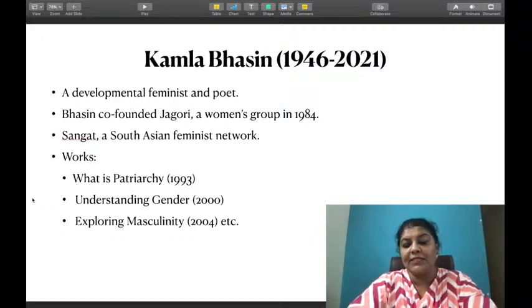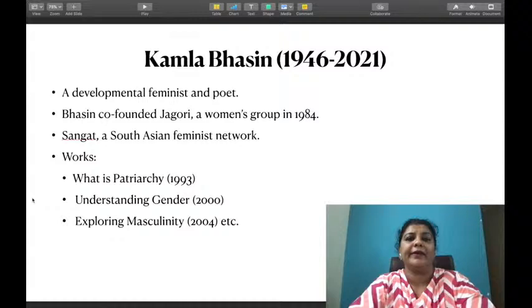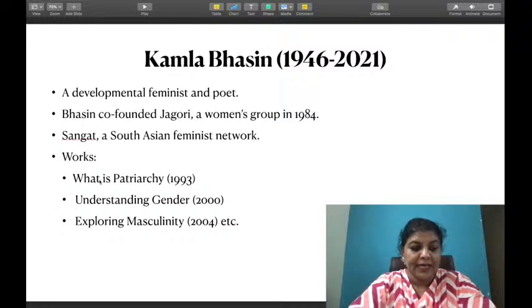There is a book that she has written that became very famous, a poem actually, Kyunki Main Ladki Hoon, Mujhe Padhna Hai. That is a very famous poem that she has written also. What is Patriarchy? That is a very famous work that she has written. What is Patriarchy? Then Understanding Gender and Exploring Masculinity. These are her important works.